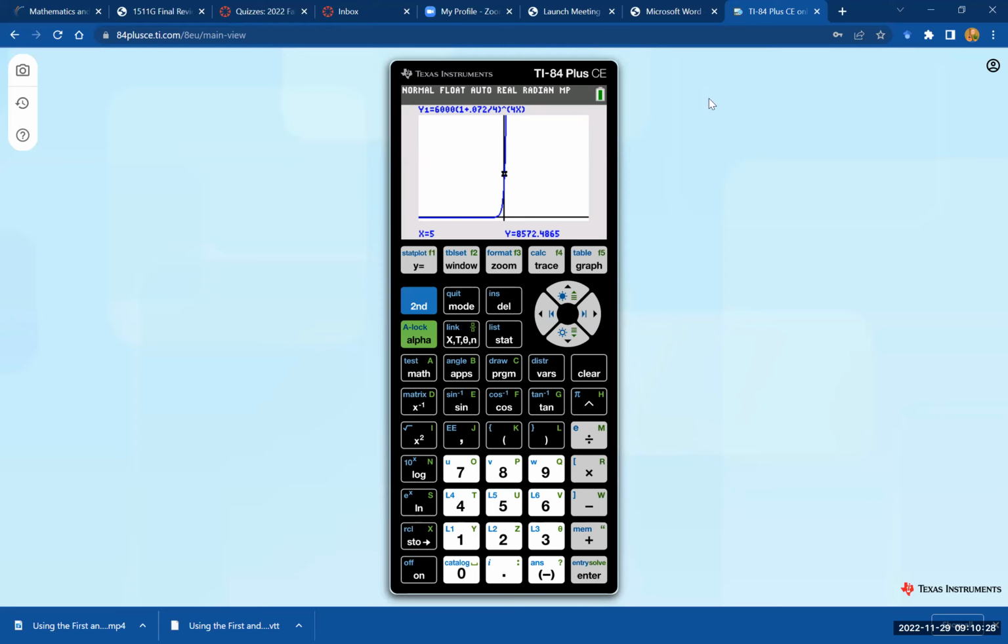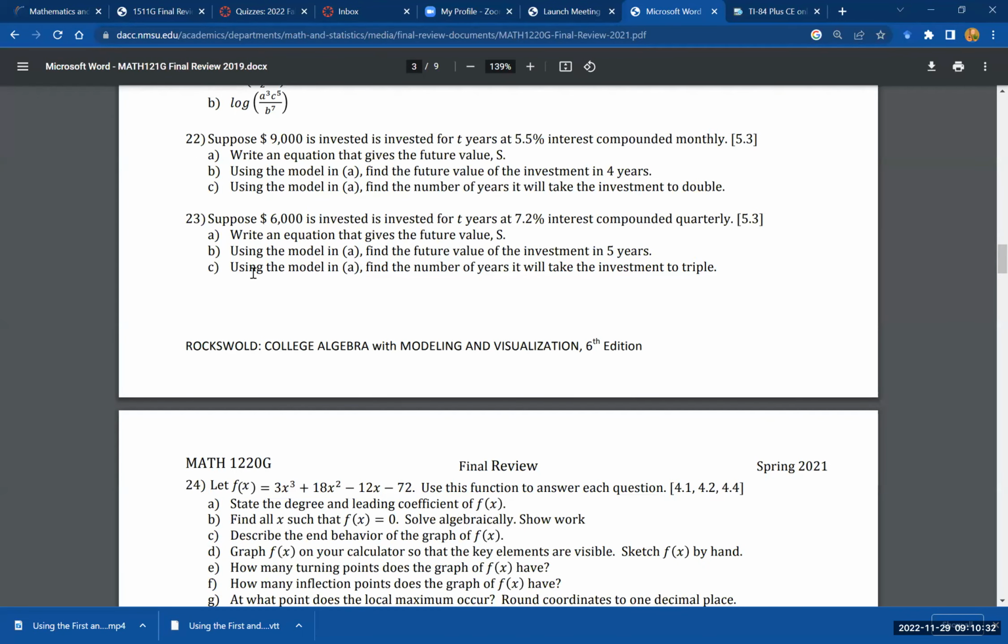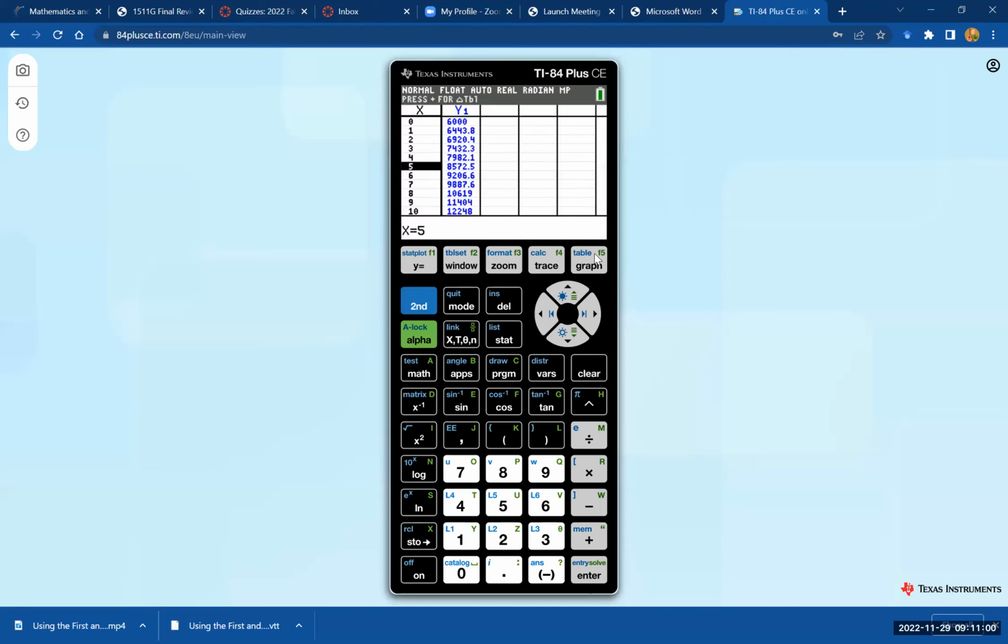All right, so the next question is, using the model, find the number of years it'll take the investment to triple. We could do this algebraically, but why don't we do it with a calculator? What's 3 times 6,000? It's 18,000, right? So let's just use a calculator. I'm going to use a table and go to 18,000. So 16 years. You see it? It's 16. It doesn't happen during the 15th year. It happens sometime in the 16th year.